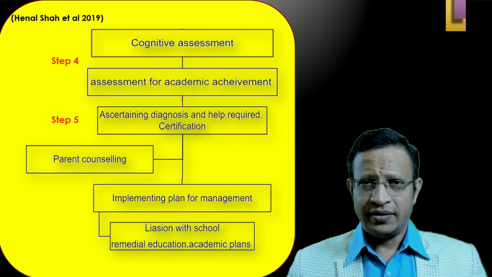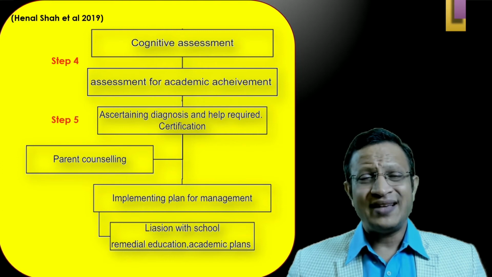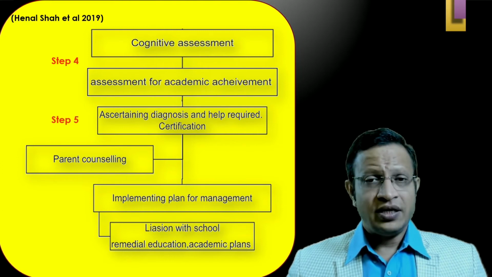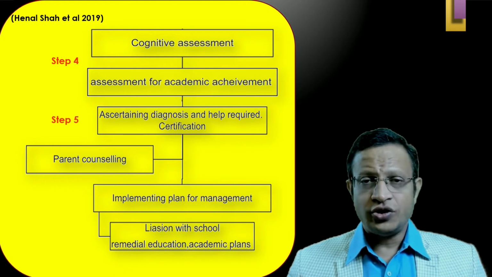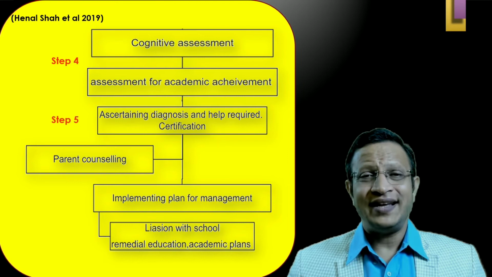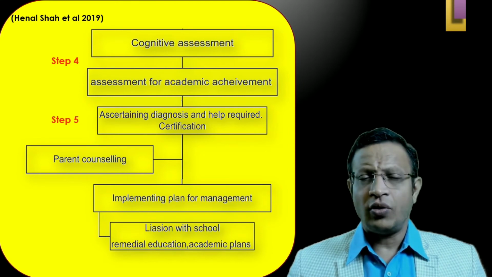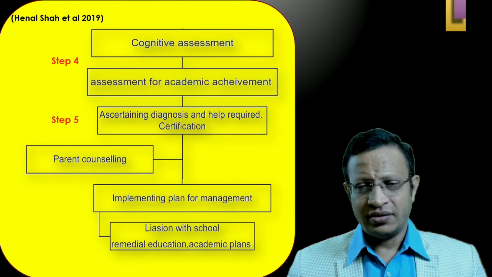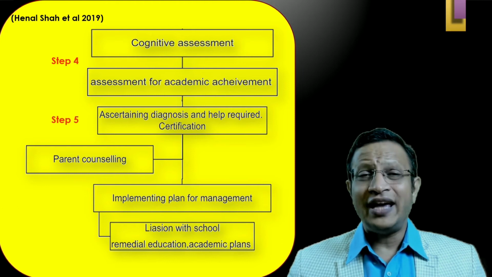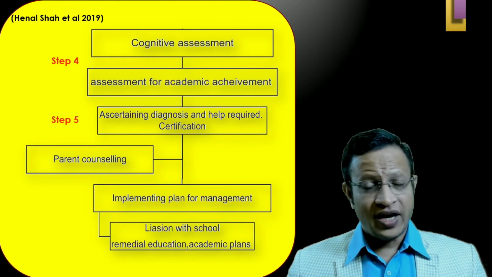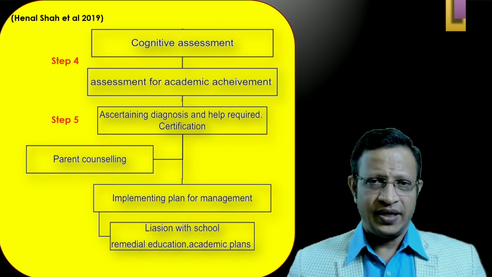That is IQ assessment. And the next step should be assessment of academic achievement. That means if the child's IQ is more than 85, average or above average, then only SLD assessment has to be started. Imagine if the IQ is less than 85 or the child qualifies for mild mental retardation. The diagnosis of SLD cannot be made. That means the child's IQ should be normal. If the IQ is normal, then only you will be doing the specific learning disability assessment.